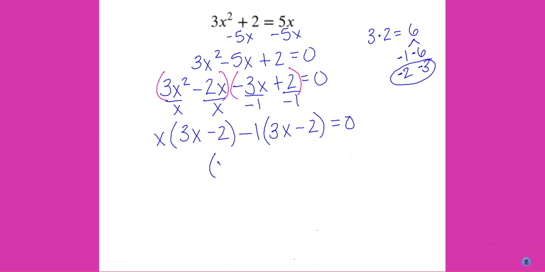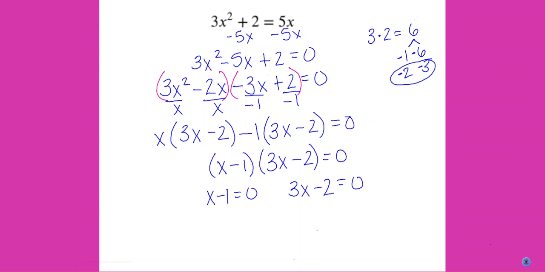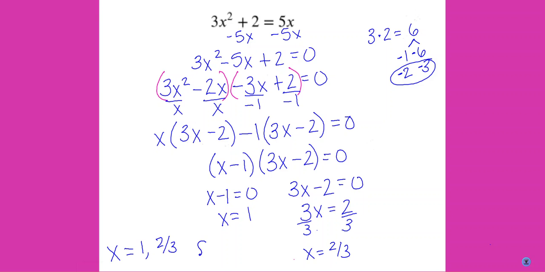So then my factors are x minus 1 and 3x minus 2. Set those each equal to 0. And get that x equals 1 and x equals 2/3. So I can either write that as x equals 1 comma 2/3, or I can use curly brackets and say 1 and 2/3. Either one of those is an acceptable way to write your answer.